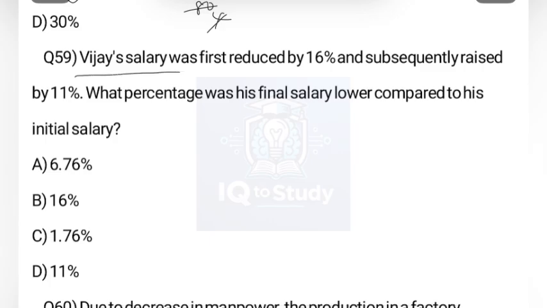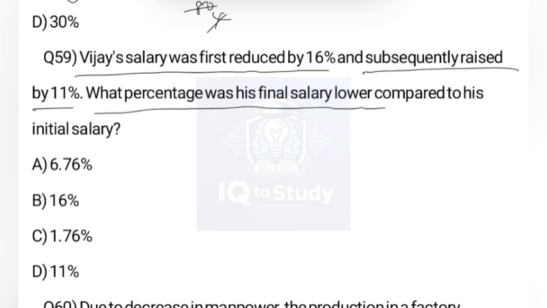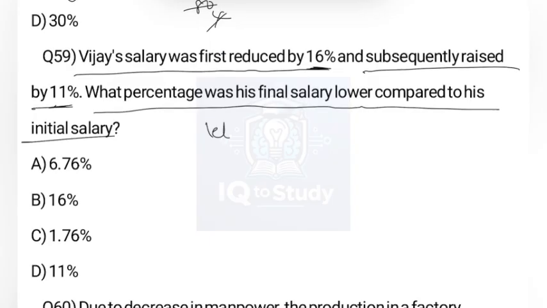Vijay's salary was first reduced by 16% and subsequently raised by 11%. What percentage was his final salary lower compared to his initial salary? Let his initial salary be 100. It was first reduced by 16%. It means 100 into 84 by 100, which is equal to 84.